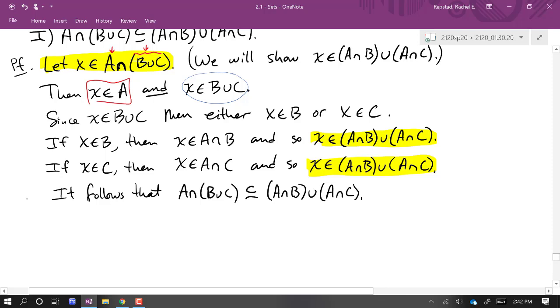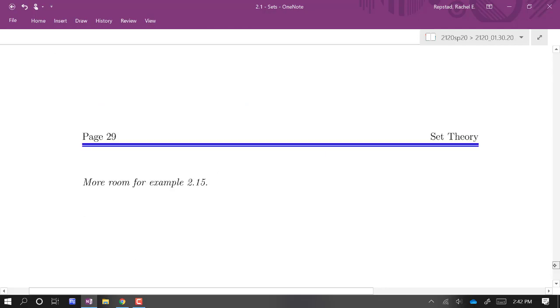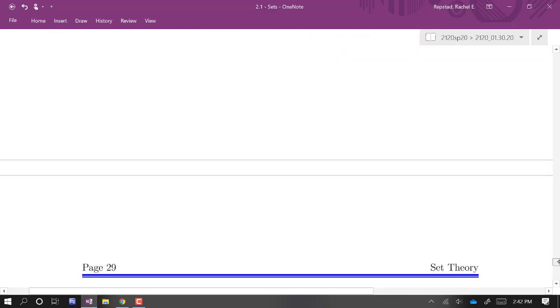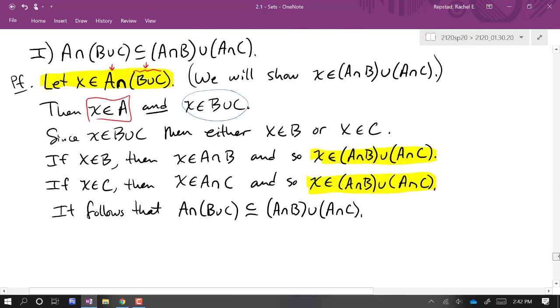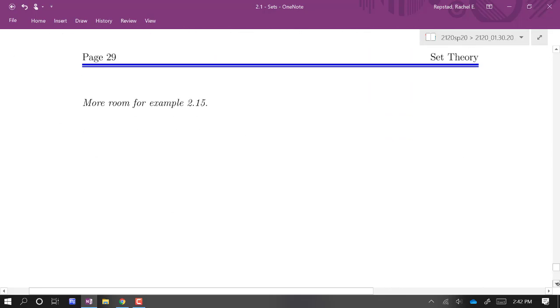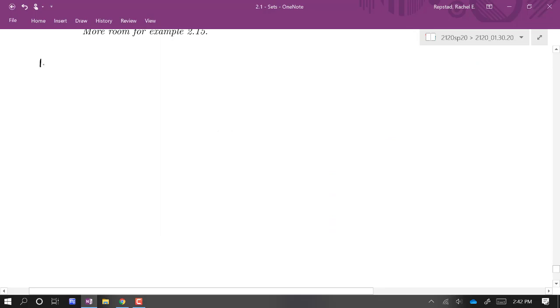All right, so that's the first part. How much space do I have? Maybe I'll just start it on the second page so I could do it all in one go. So the second part of the proof is A intersect B union A intersect C contained in A intersect B union C. That's what we're going to prove.